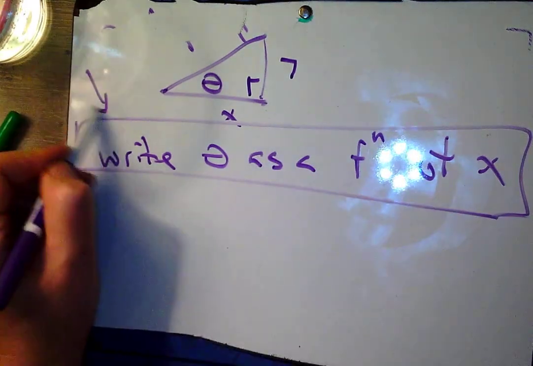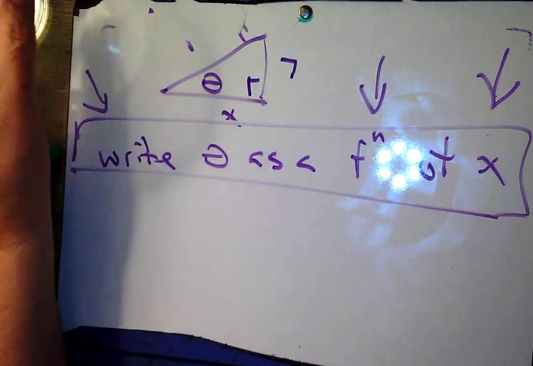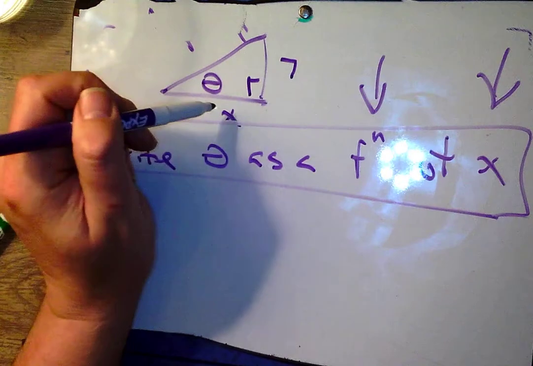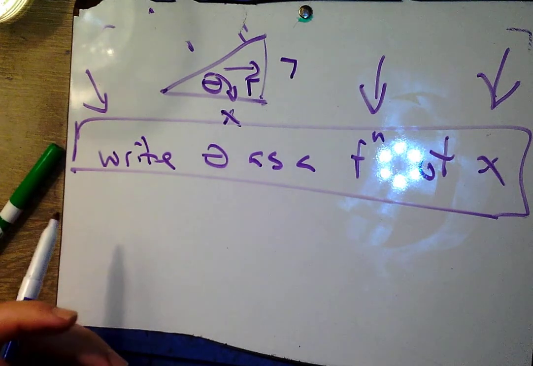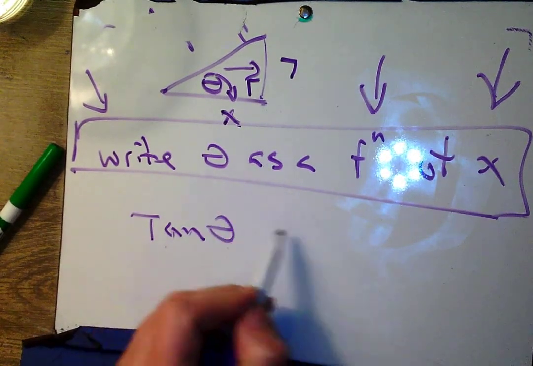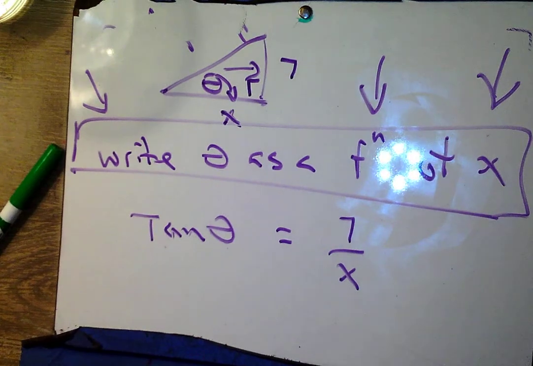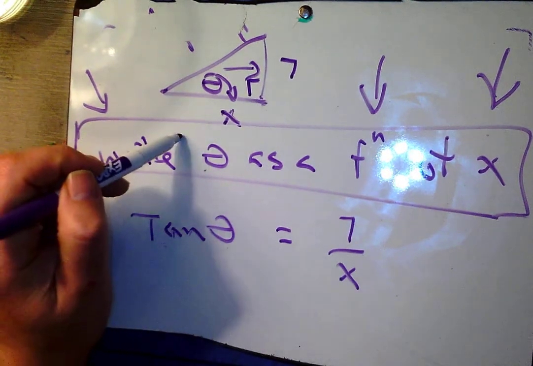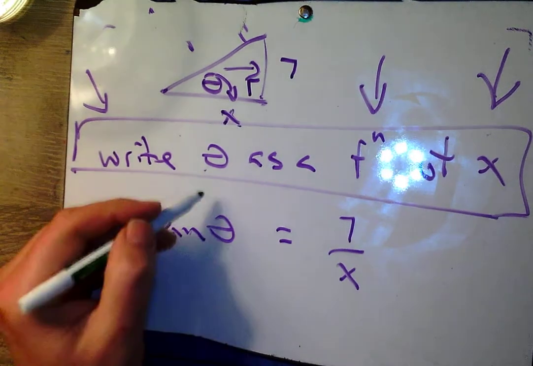Now, please note these directions, because this is a question that often gets left blank on tests and quizzes, because students don't know what that means. Well, we know that when we look at this picture, I've got the opposite side and adjacent side. Well, which trig function would that be? Opposite and adjacent? Oh, well, that's tangent. So I could write tangent theta equals 7 over x. But notice the question wasn't write tangent theta as a function of x, so I'm not done yet. And what is it that I still need to do? I need to get theta alone.